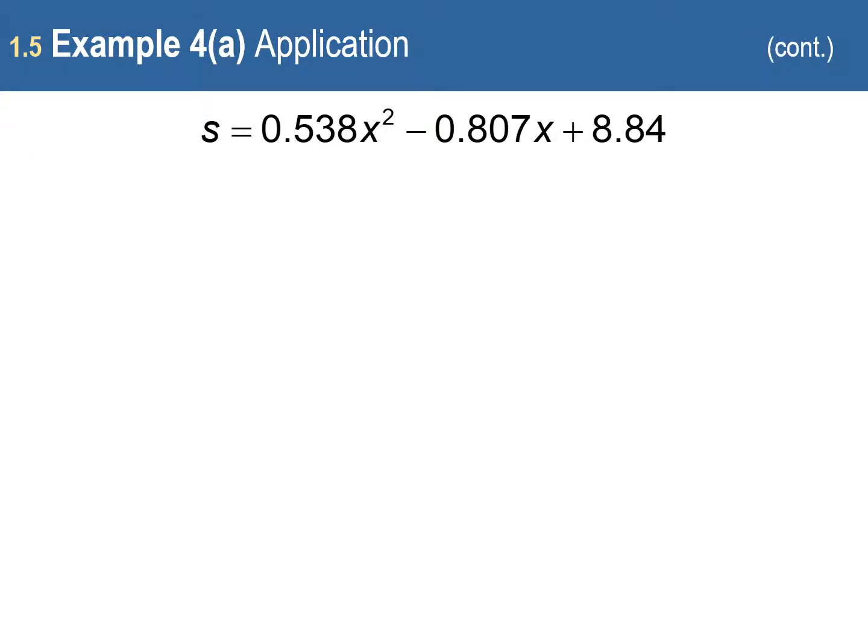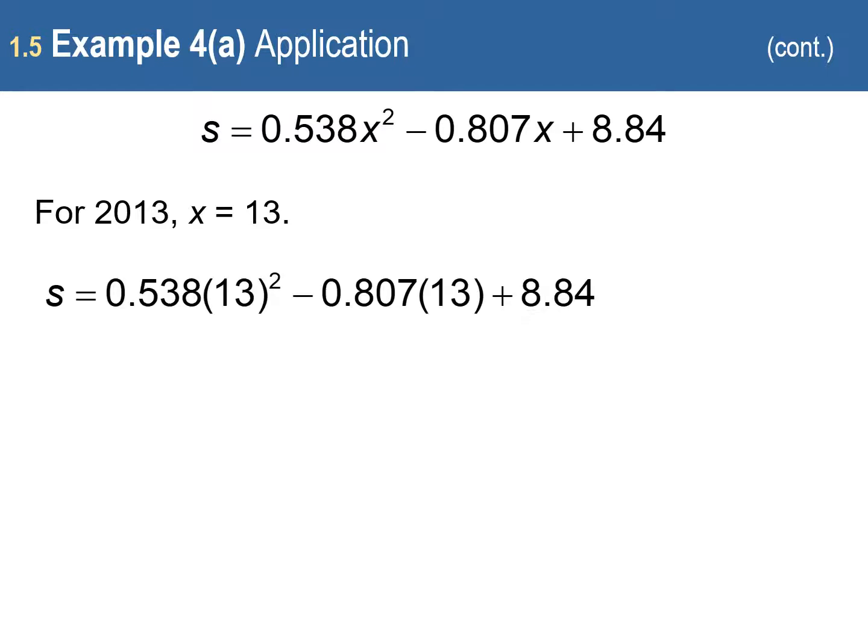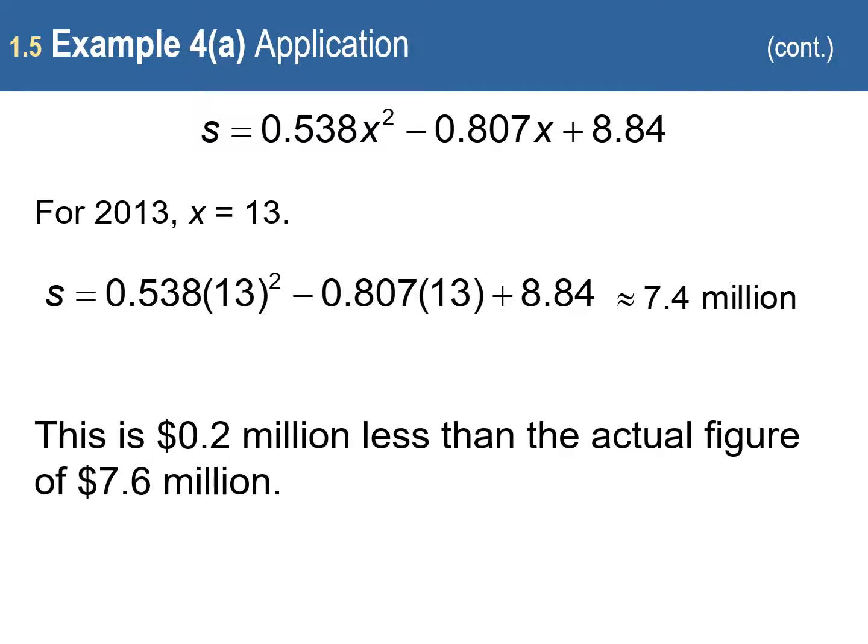So we know S is this ugly equation, 0.538x squared minus 0.707x plus 8.84. And in 2013, X is equal to 13. So I'm going to substitute in 13 and multiply, and I get 7.4 million, because remember that my answer is given in millions. The actual figure was 7.6 million, so this is 0.2 million less than the actual figure.